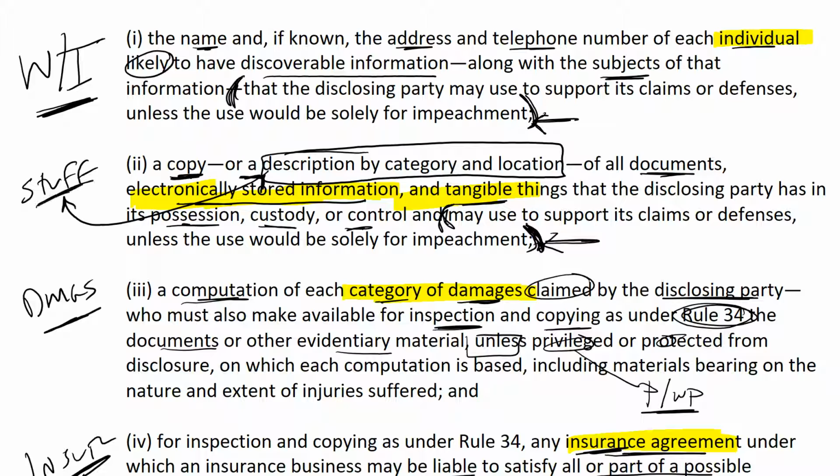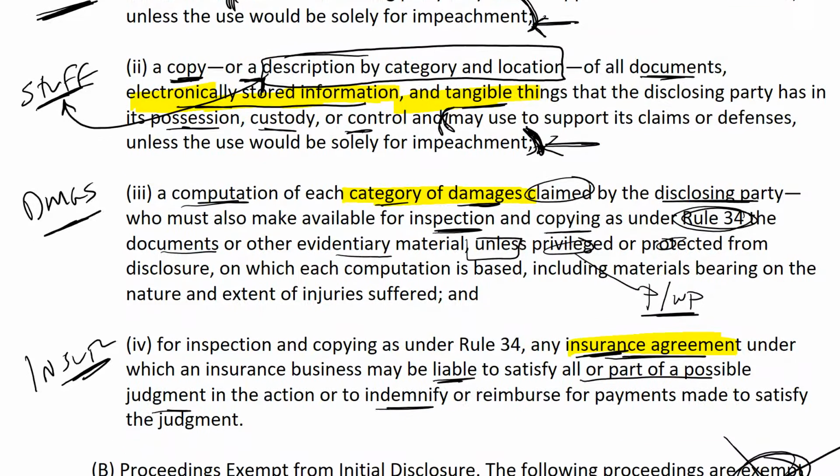The second category, of course, is the same thing, but it's stuff rather than people. It's documents, electronic information, and things that you're going to use to support your claim or your defense. That makes sense as well. The damages is so that your opponent can estimate the value of the case. And we combine that with number 4, insurance information. Well, let's be honest. Once your opponent knows how big your insurance policy is, that kind of gives an idea on the settlement value of a case. So suppose you sue Bob for an auto accident.